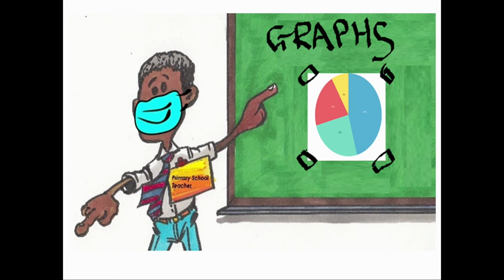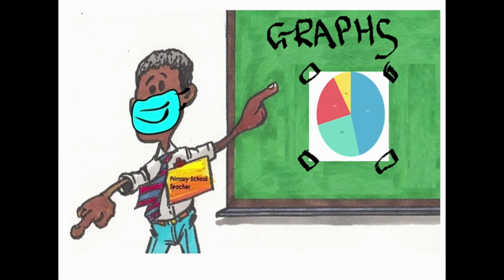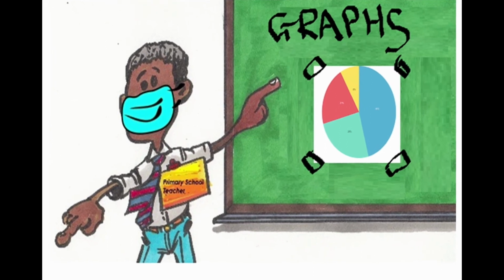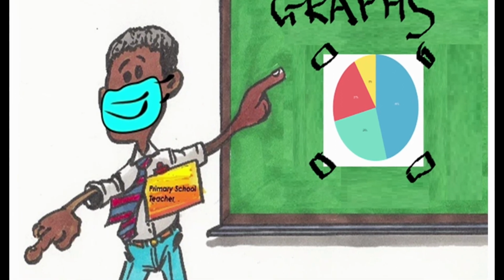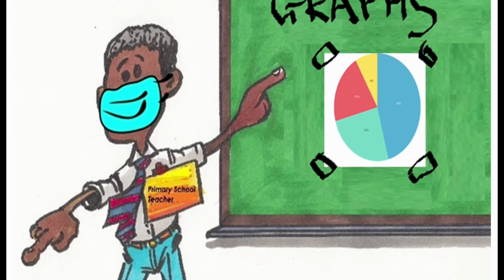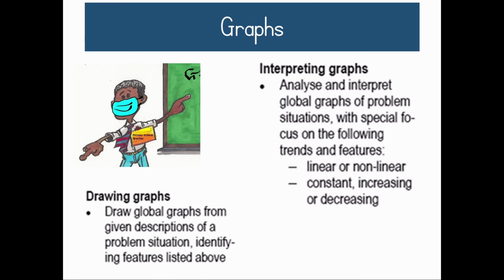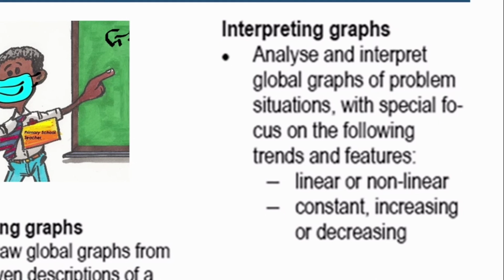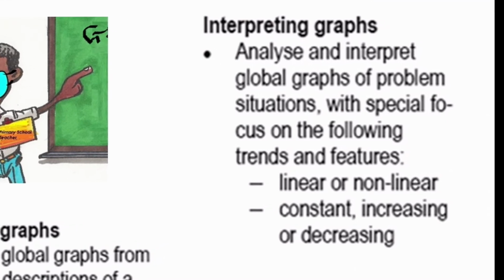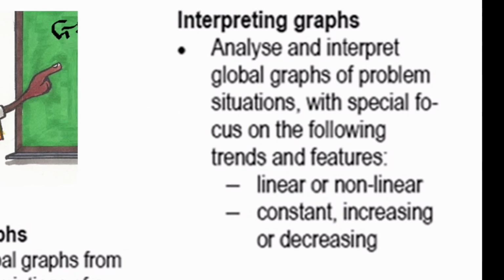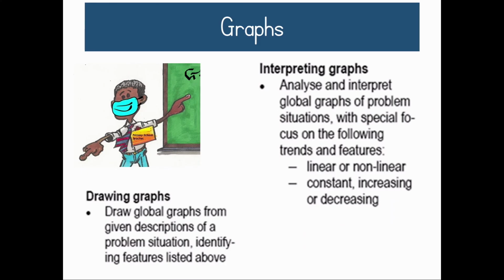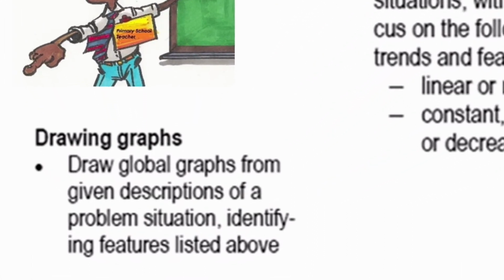This workshop will also feature a section on graphs. Whilst the grade 7s would have worked with graphs during week 7 of the third term, the information provided in this workshop will be handy for next year's grade 7 learners. Graphs for the grade 7s would have involved interpreting graphs and drawing graphs. With regards to interpreting, learners were expected to focus on the linear or non-linear trends and features, as well as constant, increasing or decreasing. They would have drawn global graphs from given descriptions of a problem situation and identified the trends and features.